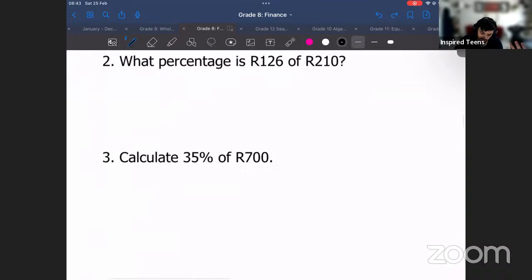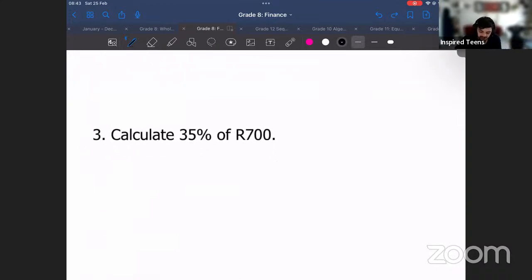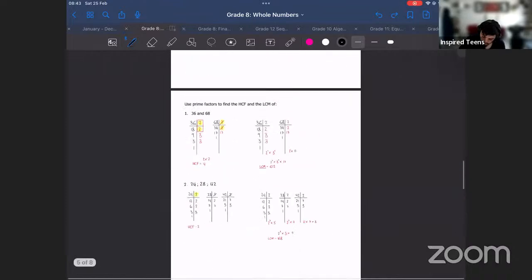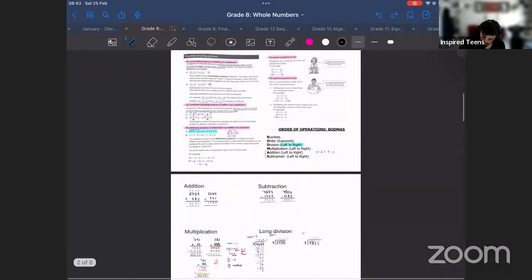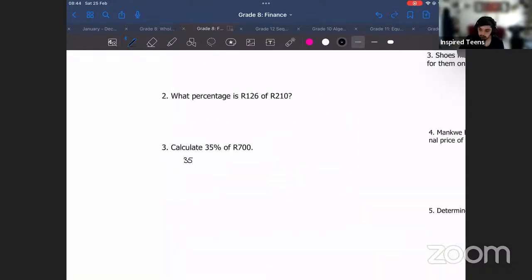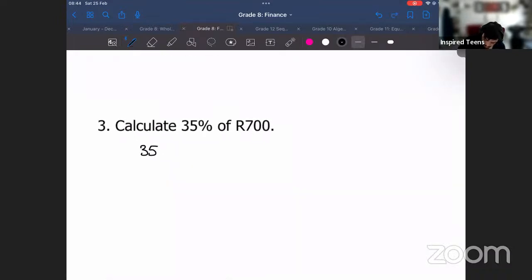You can also calculate the percentage of another number. So let's do this example. It says calculate 35% of 700. Did we do this already? We didn't? Can I just get everyone to confirm if you remember if we did this? Okay, perfect.